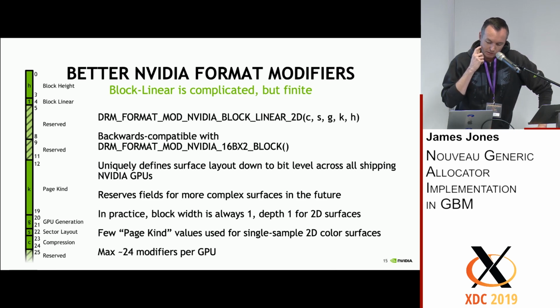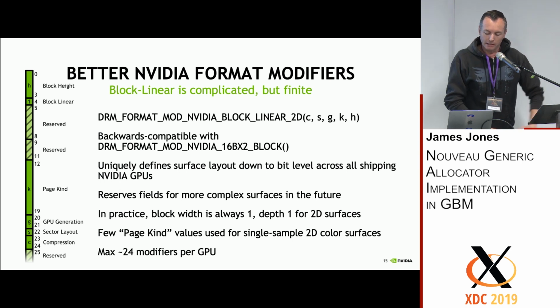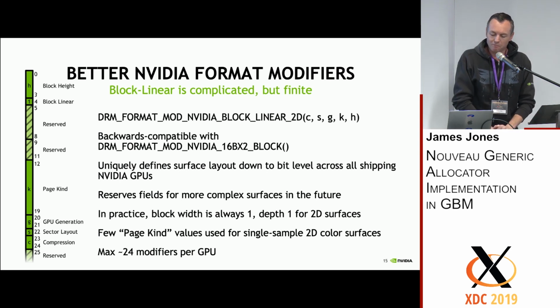It's a parameterized format modifier. It's a superset of the DRM format mod NVIDIA 16bx2 block parameterized format modifier that we have in DRM fourcc right now, and it should be fully backwards compatible with that. There are some caveats that I'll go over in a subsequent slide. But it strictly defines a superset of the functionality that the old one did. And it describes some fields more precisely, kind of grandfathering in what I think the original ones were trying to define.